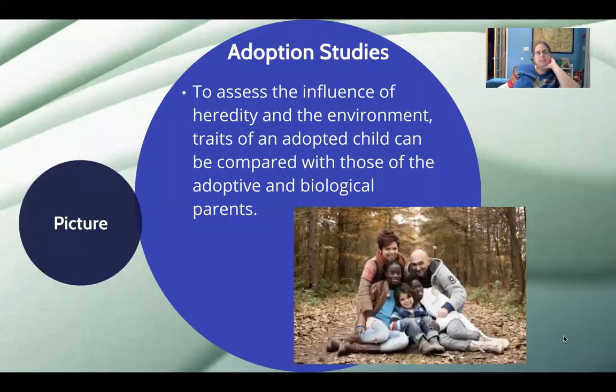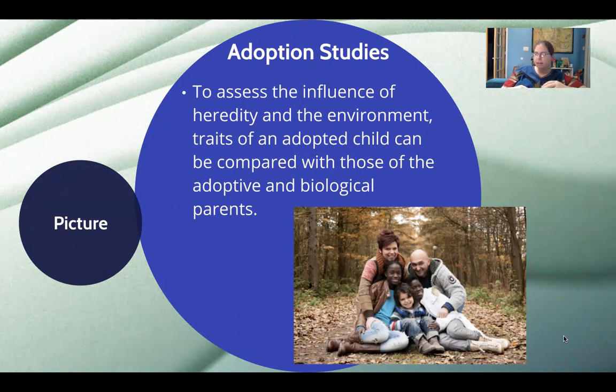I'll start talking about some of the studies that we do to look at and compare genetic versus environmental influence. So the first one is an adoption study. What adoption studies are is you can compare the traits that are seen with an adopted child compared with their adopted parents and their biological parents. So to assess the influence of heredity and the environment, traits of an adopted child can be compared with those of the adopted and biological parents.